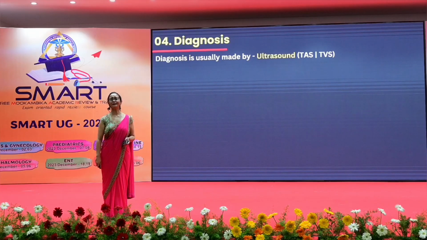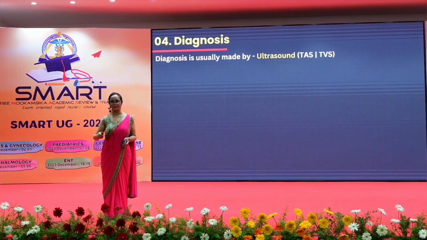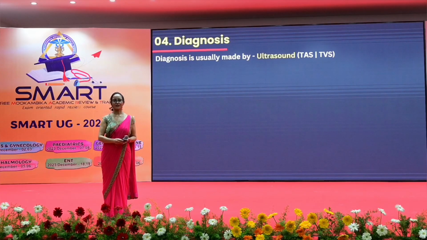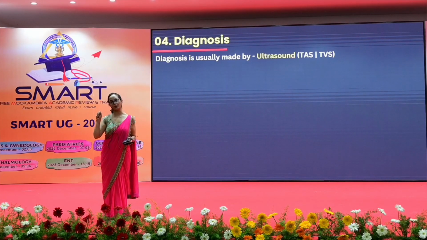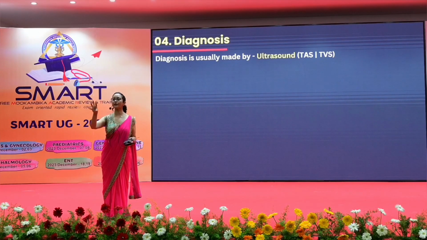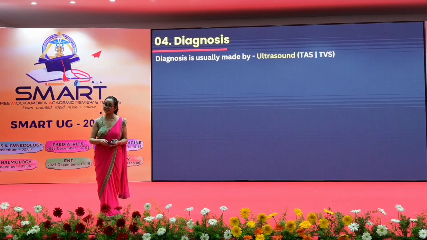Say it loudly. Ultrasound. How do you decide whether you want to do an abdominal ultrasound versus a vaginal ultrasound? Simple. When you are examining, if you can feel the mass per abdominally, you first start with abdominal ultrasound. If you cannot feel it, but you think that there is something wrong in the pelvis, you do a pelvic scan or vaginal scan. Is it clear?